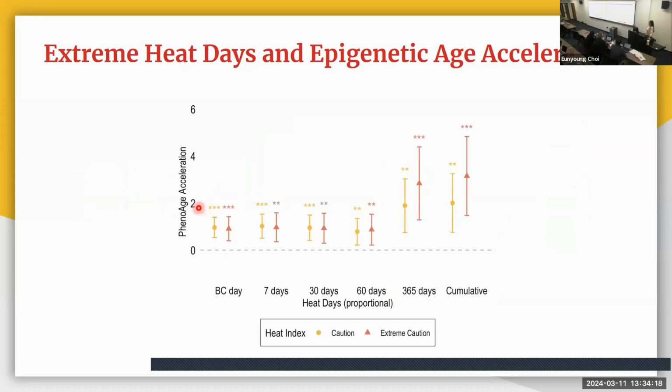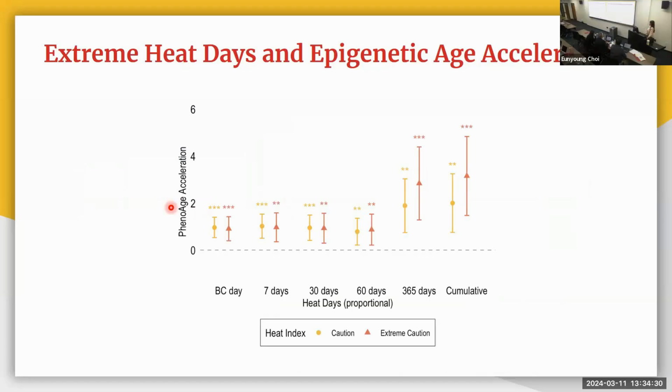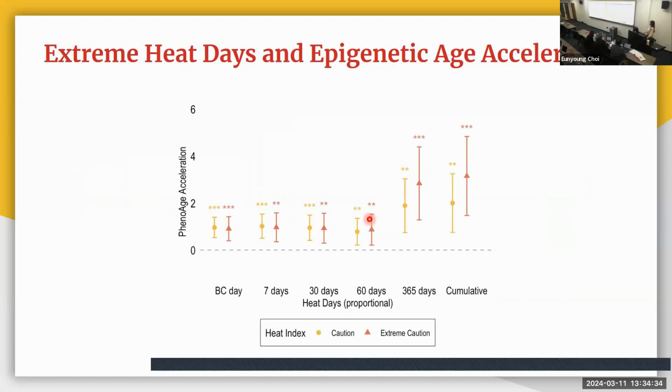And when we look at the PhenoAge acceleration, we see a consistent and robust association between the heat exposure and PhenoAge acceleration, regardless of the time frame that we consider. And actually, if we have more chronic, which is a long-term exposure, which is 365 days, or cumulative exposure, there were more accelerated PhenoAge outcomes.